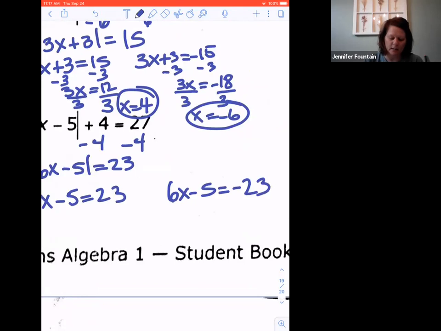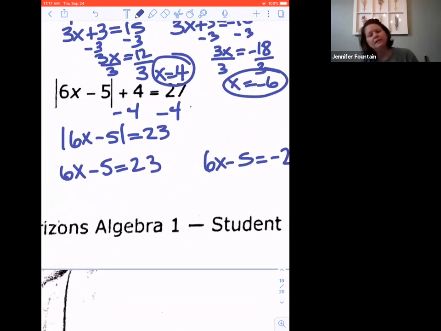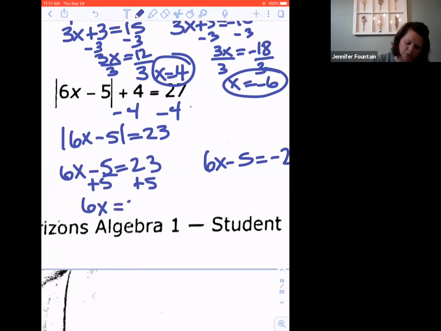And then I go ahead and solve each of them. I have a negative 5 on the left-hand side, so I move it by adding. Add 5, add 5. So 6x is equal to 28. Divide by 6, divide by 6. X is equal to, I had 28 over 6. I have an improper fraction.